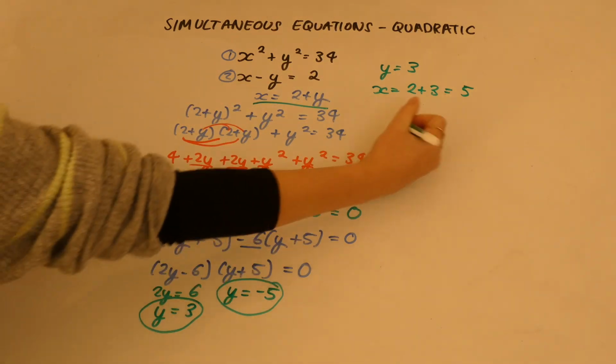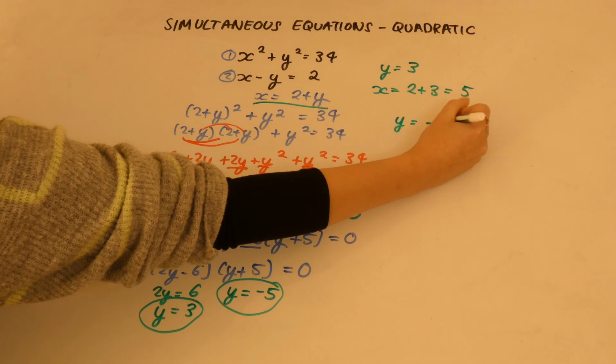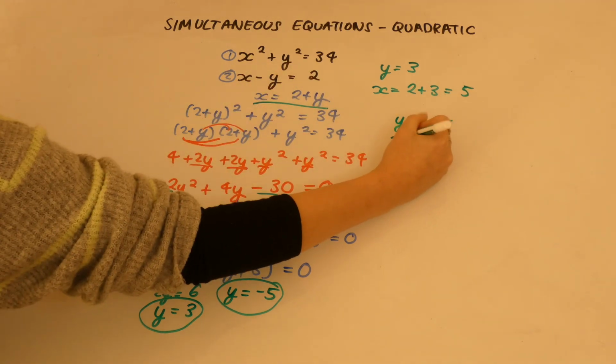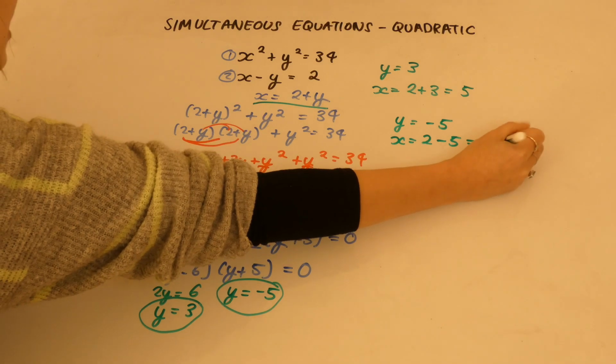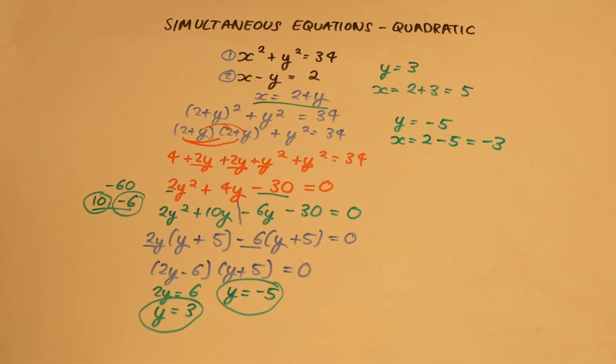Our other alternative is when y equals minus 5. And again, we know x equals 2 plus y, so we're going to get 2 minus 5, which gives us an answer of minus 3. So our other set of solutions are y equals minus 5 and x equals minus 3.